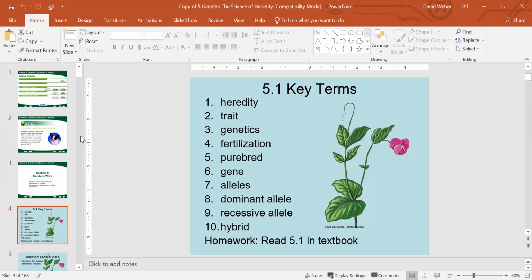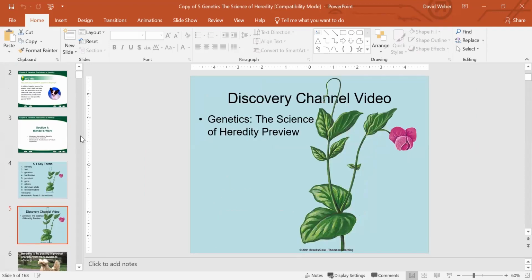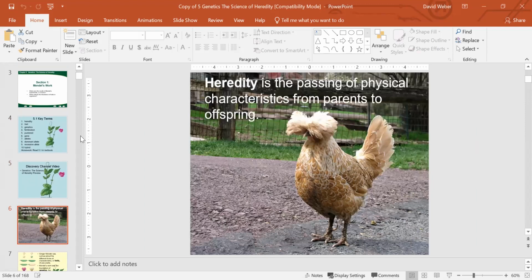As you see, there are 10 vocabulary words: heredity, trait, genetics, fertilization, purebred, gene, alleles, dominant allele, recessive allele, and hybrid. No pun intended for the hybrid. Yes, we are on hybrid. It means both, it means two things. So write this one down.